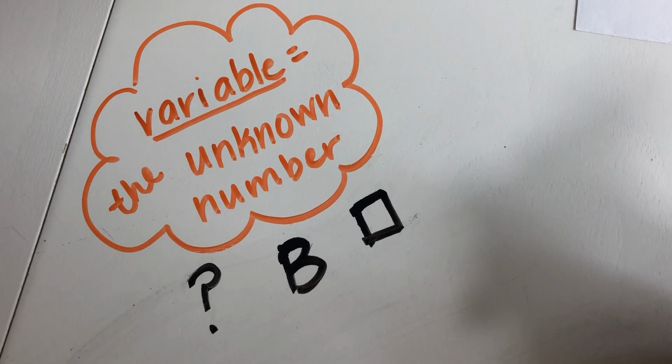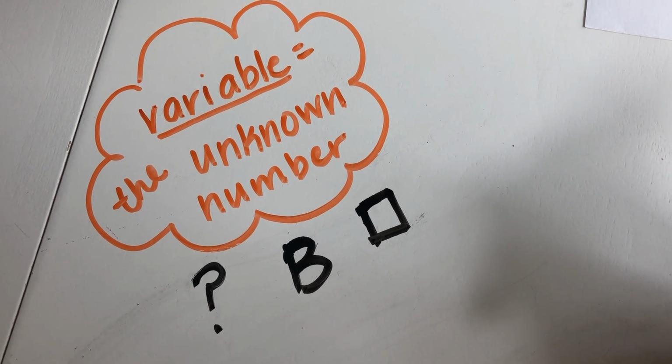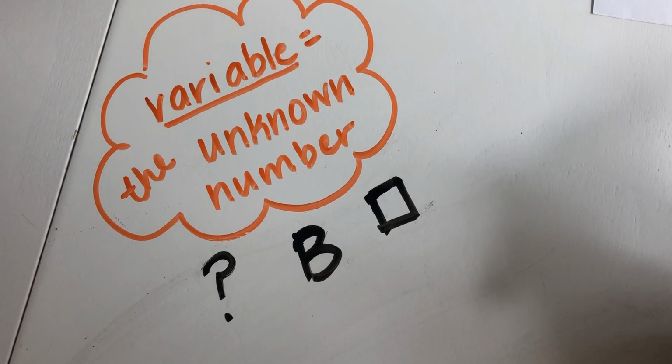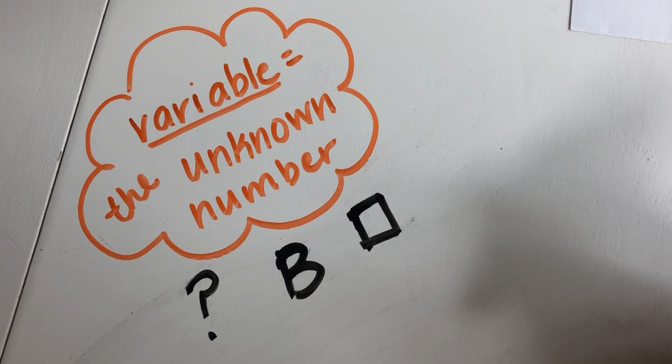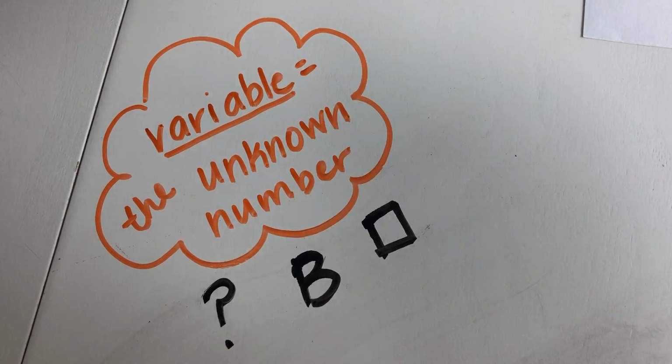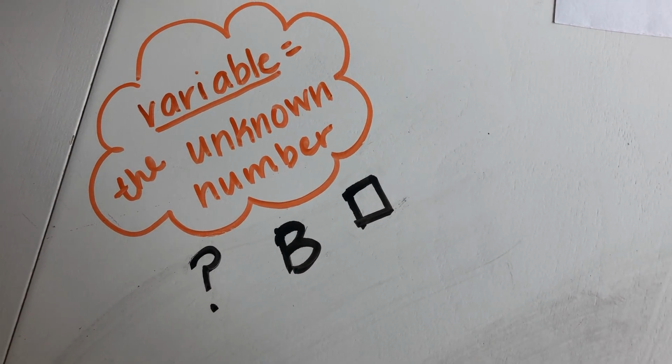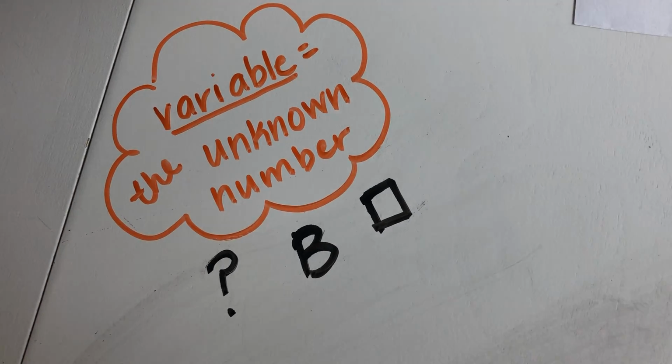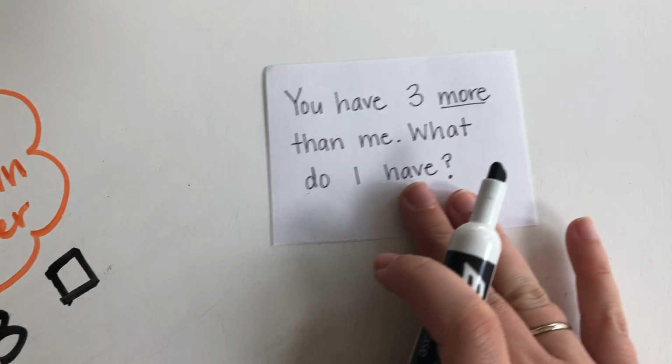We're never going to solve for the variable in 5th grade. All you need to be able to understand is how to write a number sentence, an expression, or an equation using a question mark, a letter, or a symbol as your variable, your unknown number. Let's look at an example.